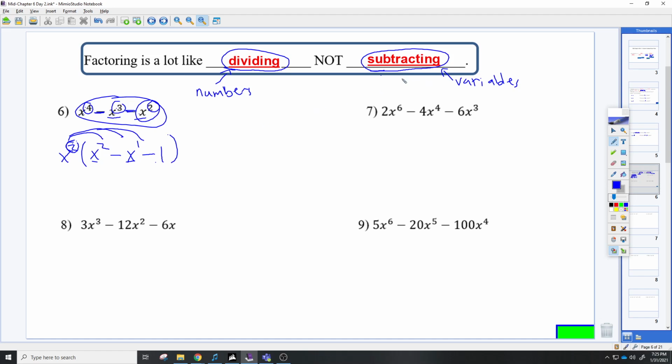All right, number 7. What goes into 2, 4, and 6? That would be 2. So we're going to write 2 on the outside. And then let's look at the variables. We have x squared, x to the fourth, x to the third. We're going to take out 3 x's because that's the smallest one we have. And write what's left. So with numbers, we divide. 2 divided by 2 is 1. The variables we subtract. 6 minus 3, there's going to be 3 left. Move on to the next one. Negative 4 divided by 2, which is negative 2. 4 minus 3, 1. Move on to the next one. Negative 6 divided by 2 is negative 3. 3 minus 3, there's no x's left. Just end it.